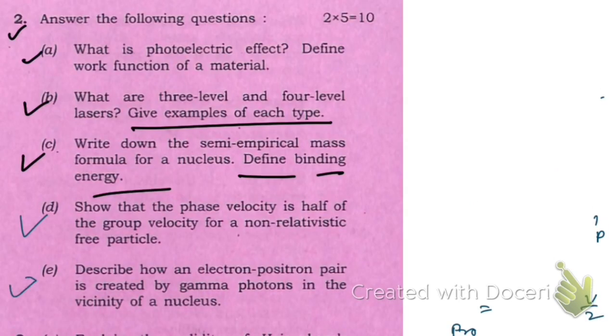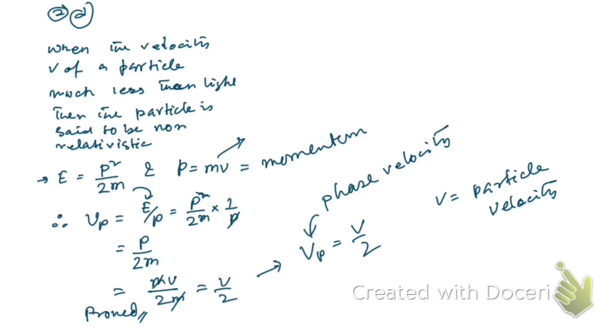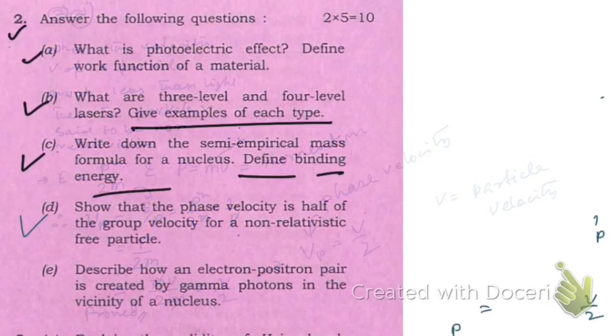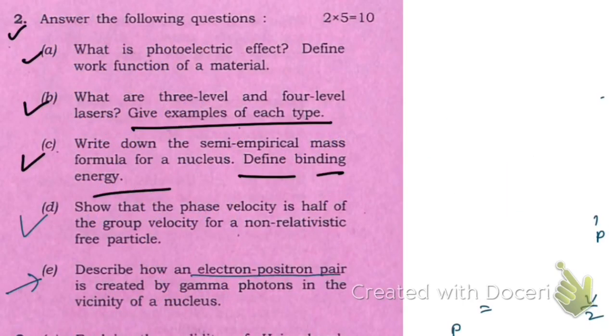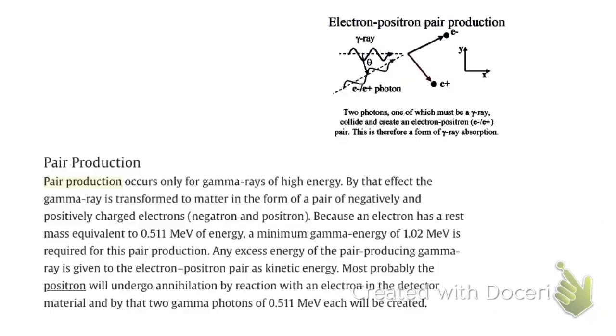Now the next question is E: describe how an electron and positron pair is created by a gamma photon in the vicinity of a nucleus. Let me give you the answers. Describe how an electron-positron pair is created by gamma photons. Okay, so here is the answer of 2E.